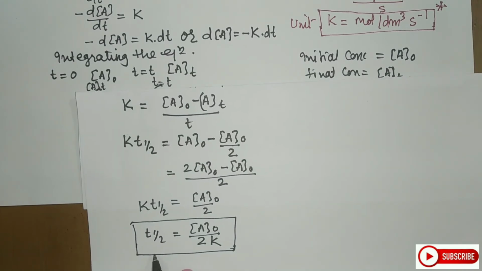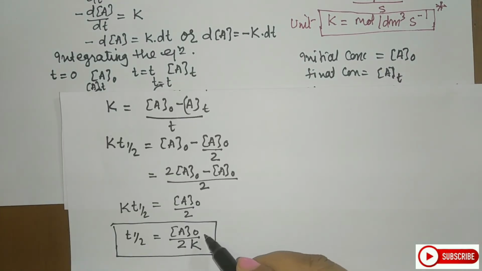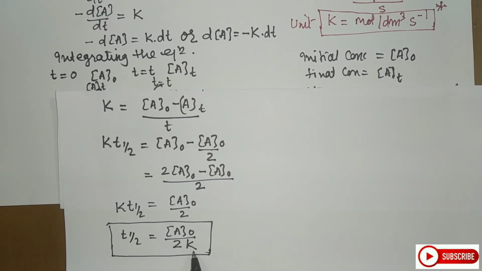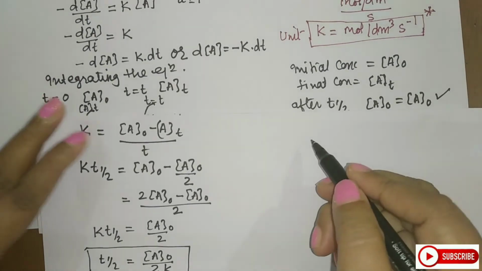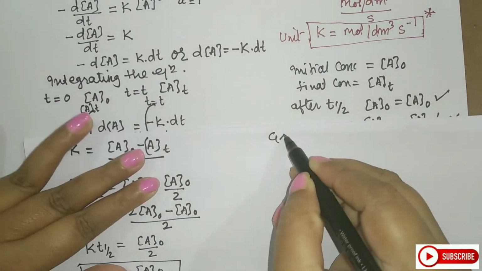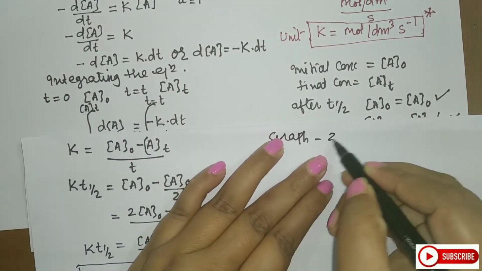Now what is T half? It is the half-life. What is A0? It is the initial concentration of the reactant. 2 is a constant, and K is the rate constant or the velocity constant. Now let us see one graph for this, students. The graph that is asked here. So some of the graphs for a zero order reaction.